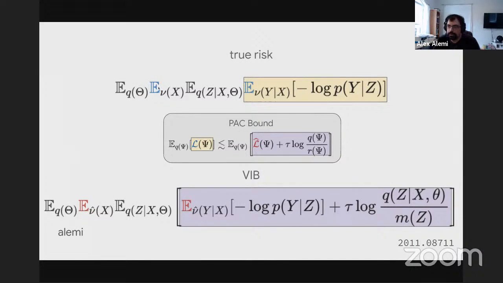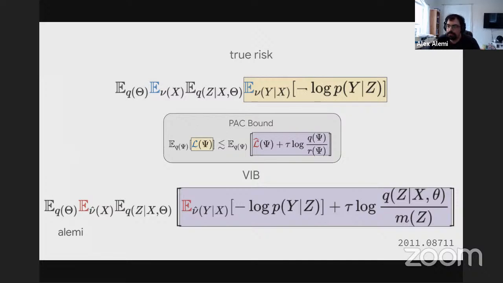So if we return to our funny way of writing the true risk, it involved two expectations, an expectation with respect to the x's and an expectation with respect to the targets. What if we draw a yellow box just around that second part and try to protect ourselves from overfitting to a finite number of target samples?